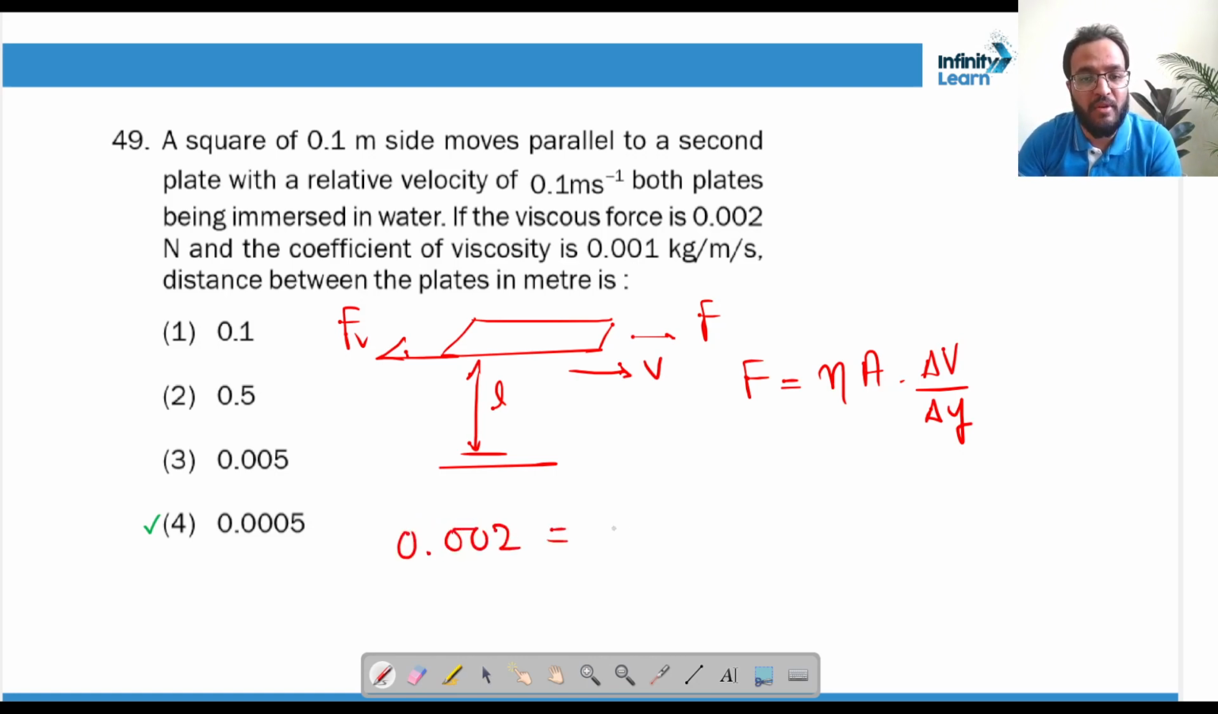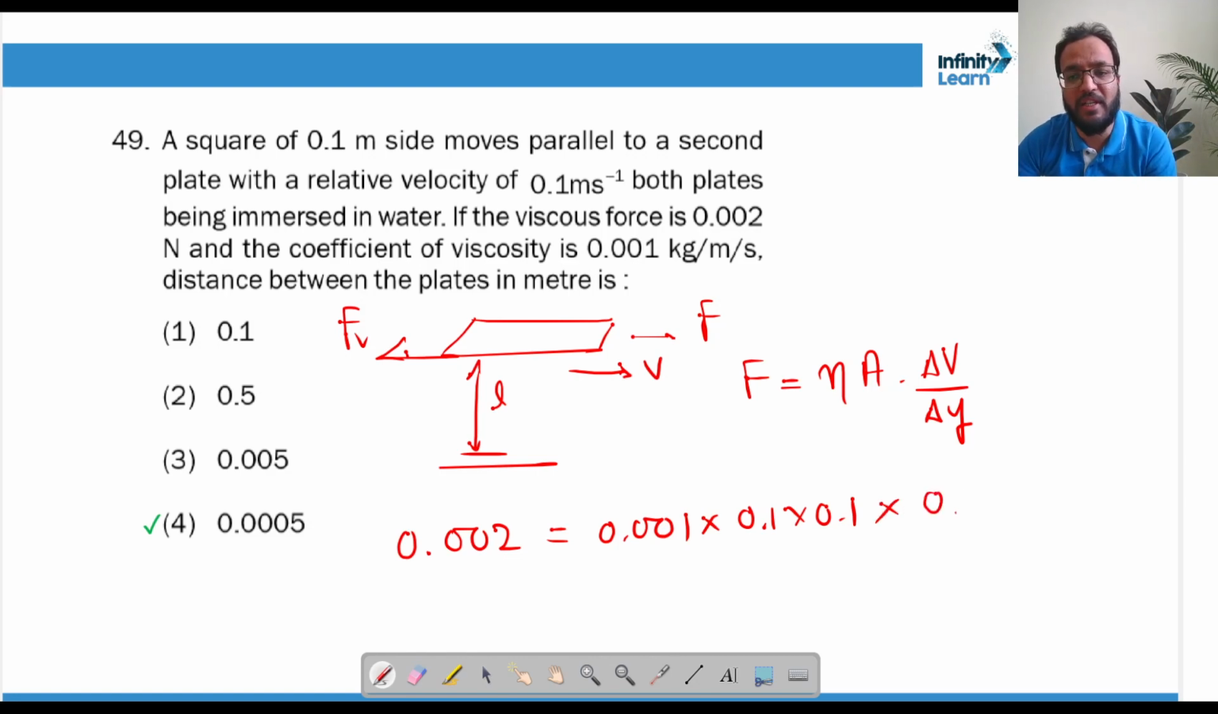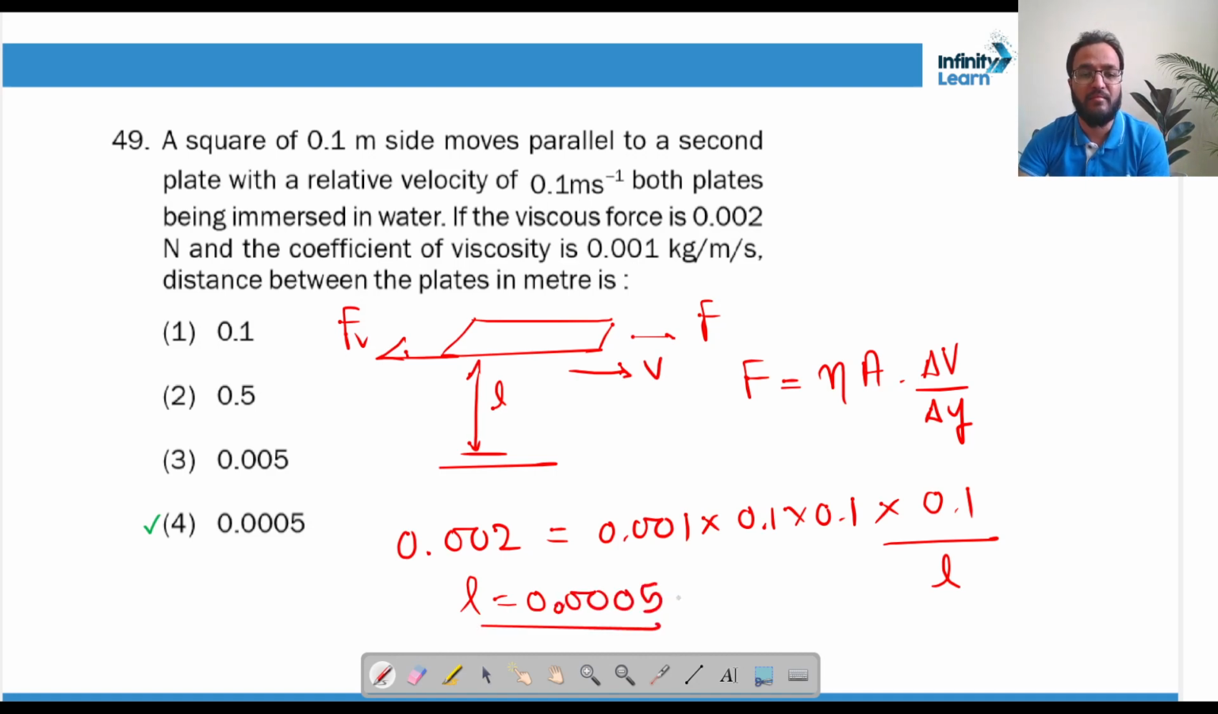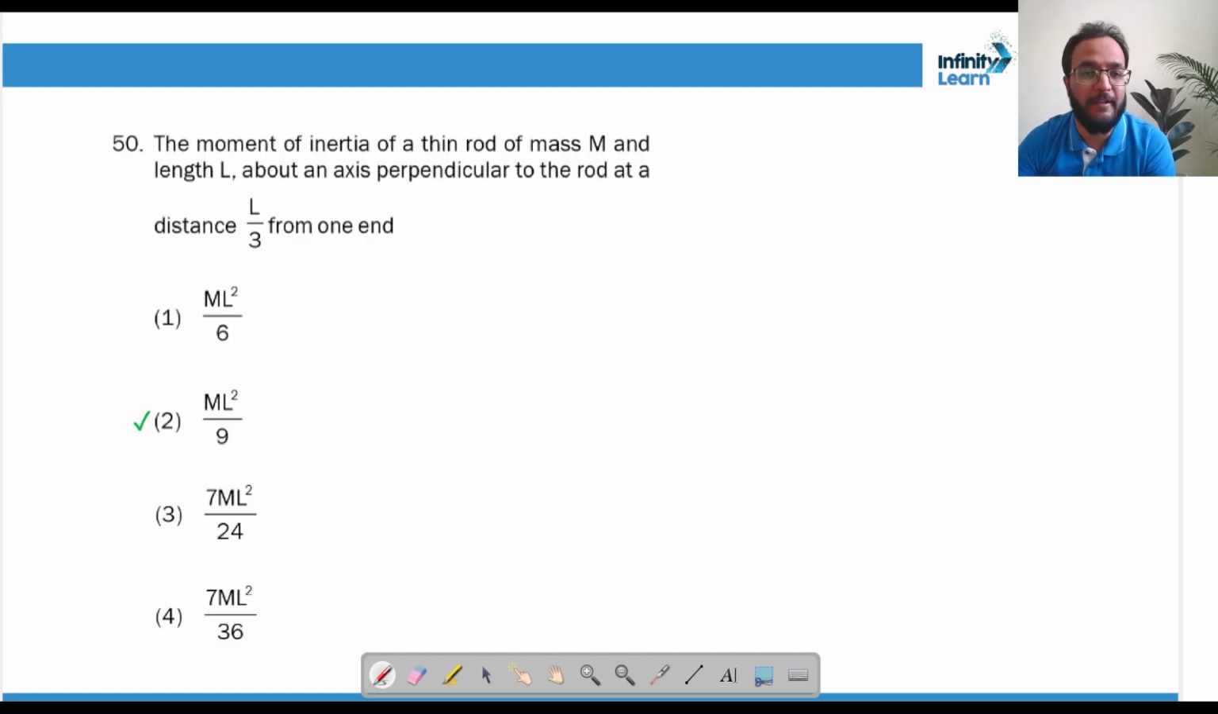0.002. What is eta? 0.001. What is area? Square, it is L square. 0.1 into 0.1. Velocity is 0.1. Length, delta y is L. I guess L will come out to be 0.0005 meters. Got it? Fourth option is correct.